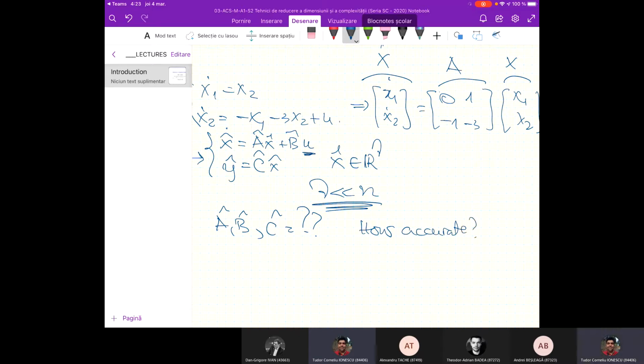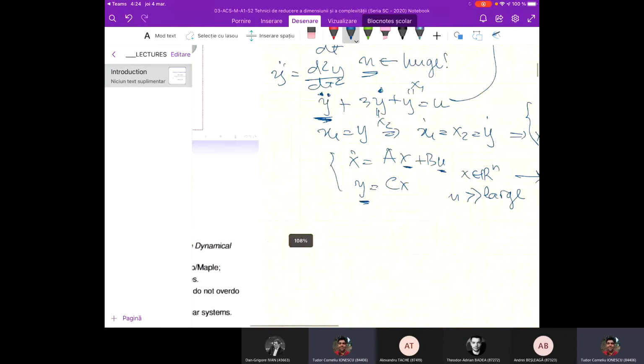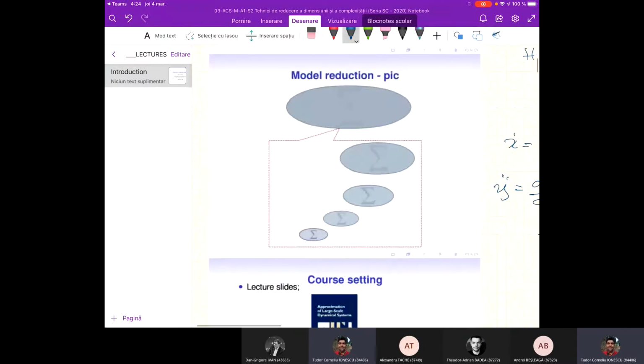How accurate is this? Okay. So this is essentially, in a nutshell, the problem of model reduction. Model reduction means that you have a mathematical model, or nowadays you have huge amounts of data, because you know that everything now happens in this framework of big data. I'm sure you've heard about it.